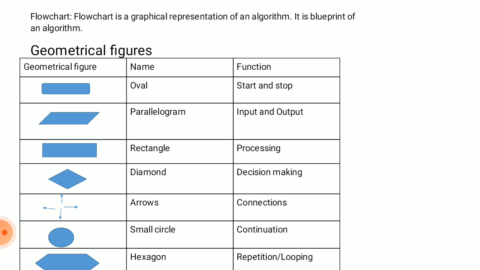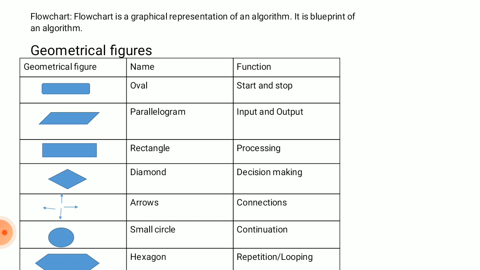To draw the flowchart, we have some geometrical figures, or diagrams. There are 3 columns here. The first column is the geometrical figure, meaning which figure we use to represent; the second column is the name of that figure; and the third column is the function of that figure. The first one is an oval. The function of an oval is to start and stop the flowchart. To start and to stop the flowchart we use the same figure, the oval.